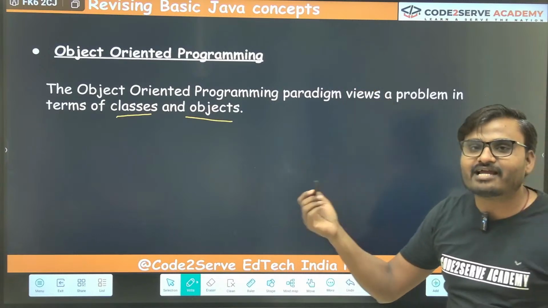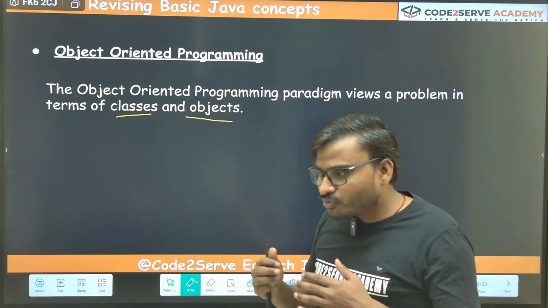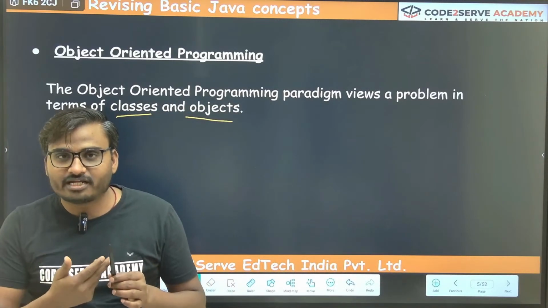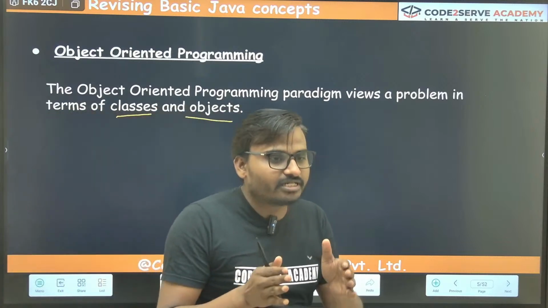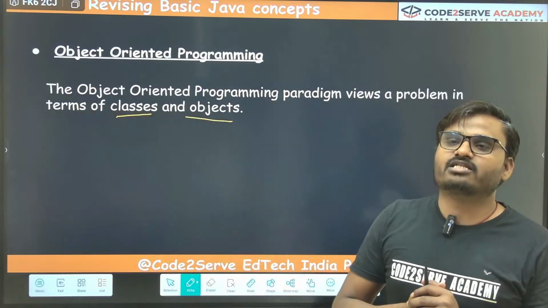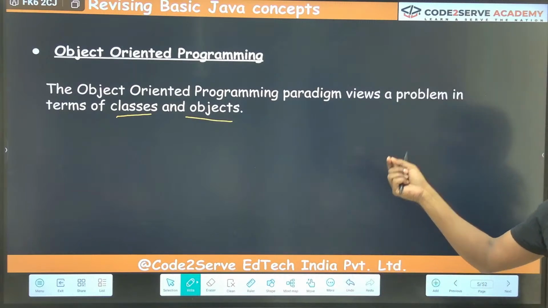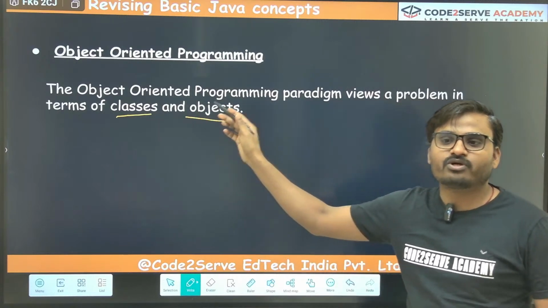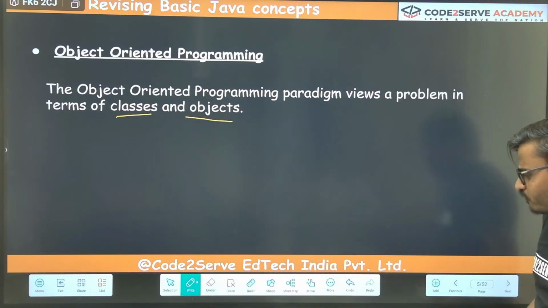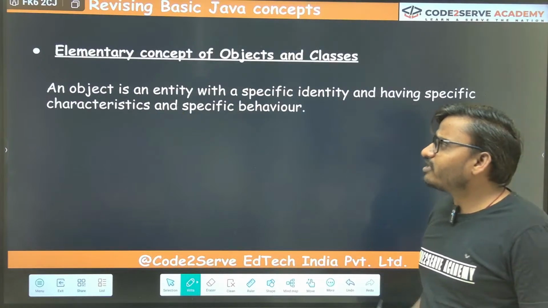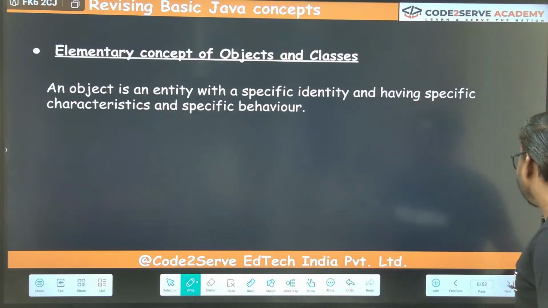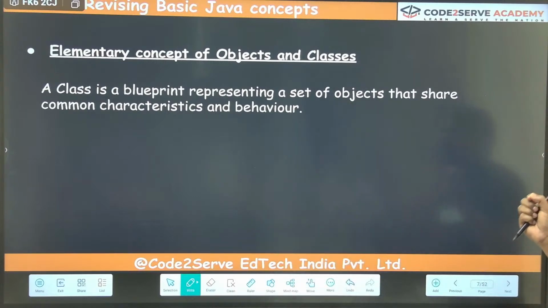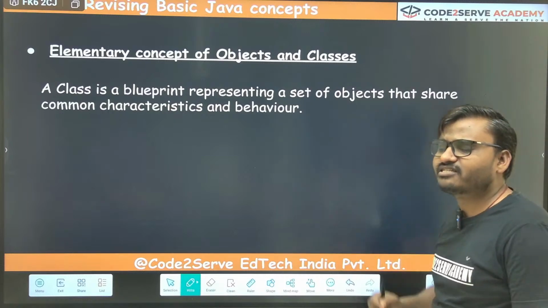Whatever we see in this classroom, we have to think in terms of class and objects. This board is an object. This stylus is an object. You can relate it to a real-world entity, and similarly you can represent this in your programming terms as well. That is why we have to give more importance to these two terms: class and object. First, let's see what a class is. A class is a blueprint representing a set of objects that share common characteristics and behavior.